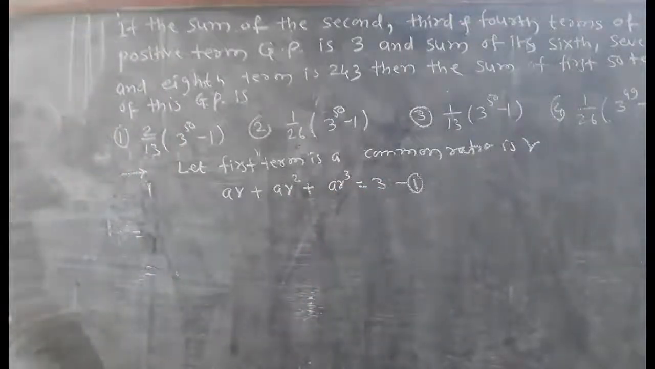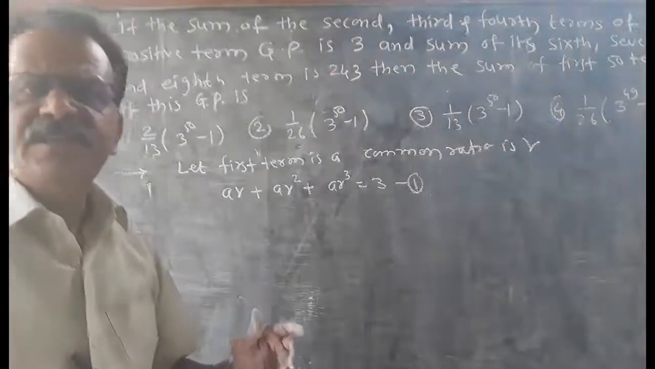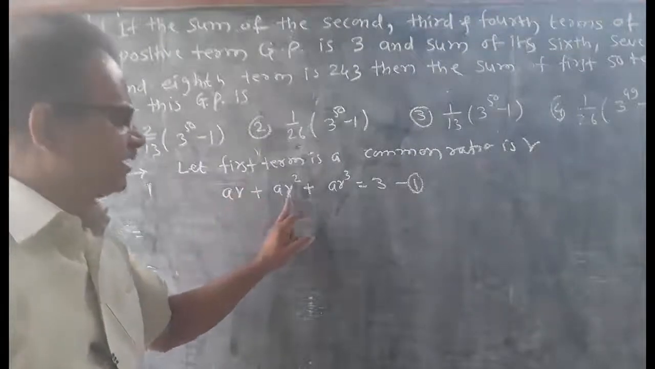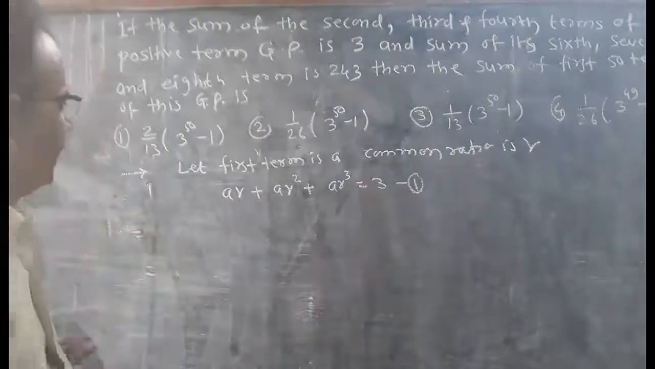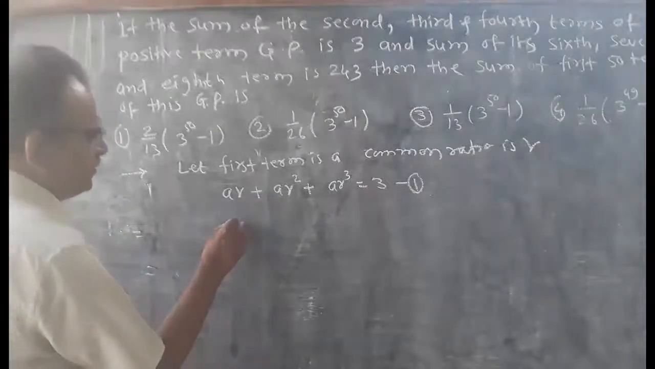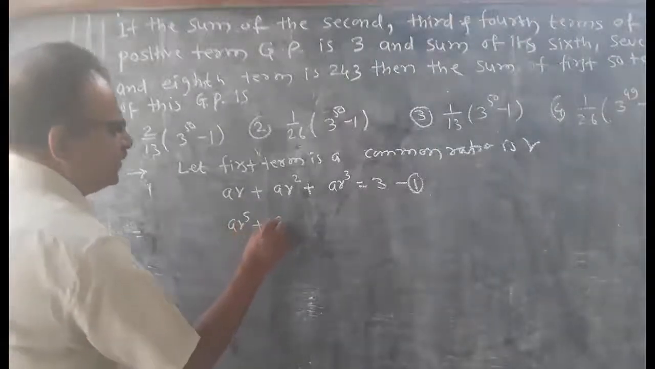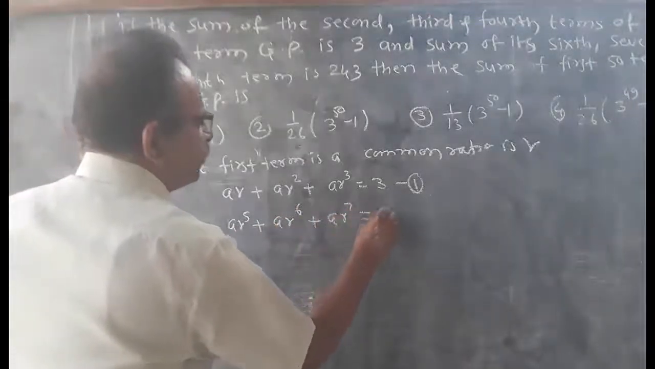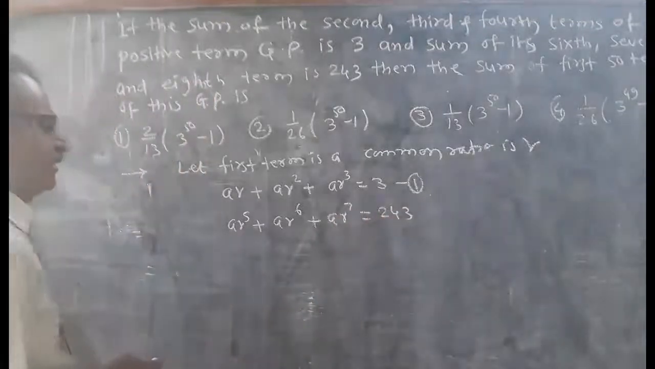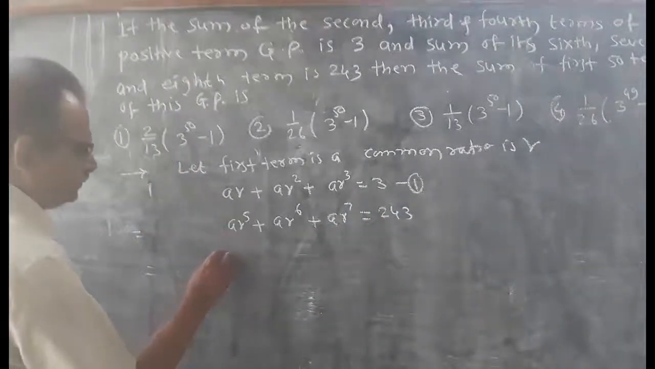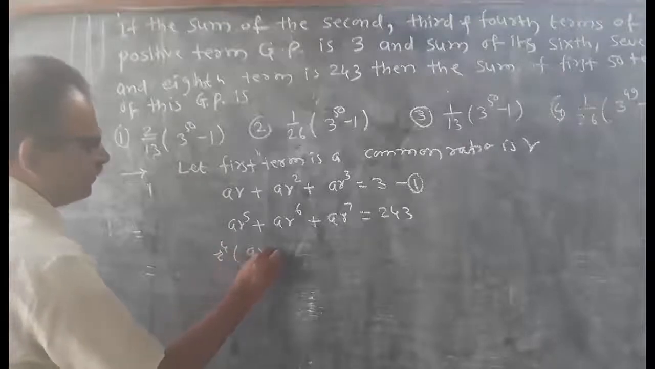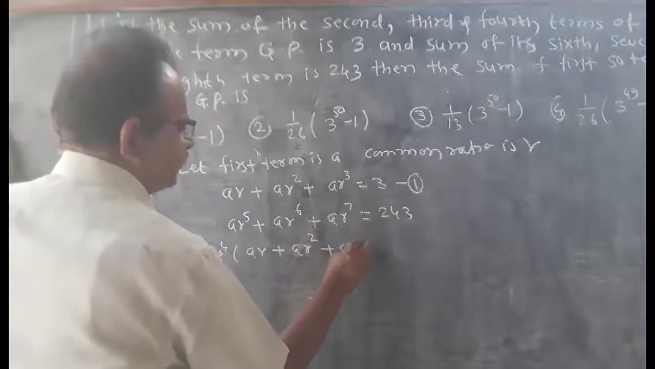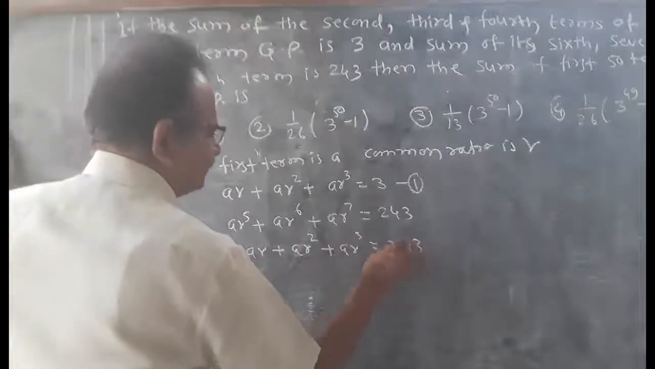Therefore, the sum of second, third and fourth terms of the GP is 3. This shows us AR plus AR square plus AR cube equals 3. And the sixth term AR raised to 5, plus the 7th term AR raised to 6, plus the 8th term AR raised to 7, equals 243. From this, if I take R raised to 4 common, I will get AR plus AR square plus AR cube, that is equal to 243.